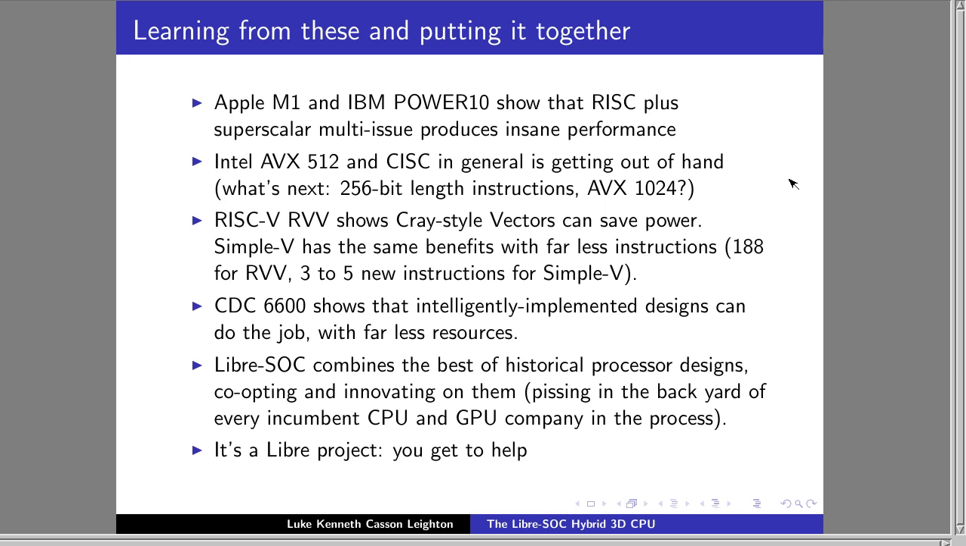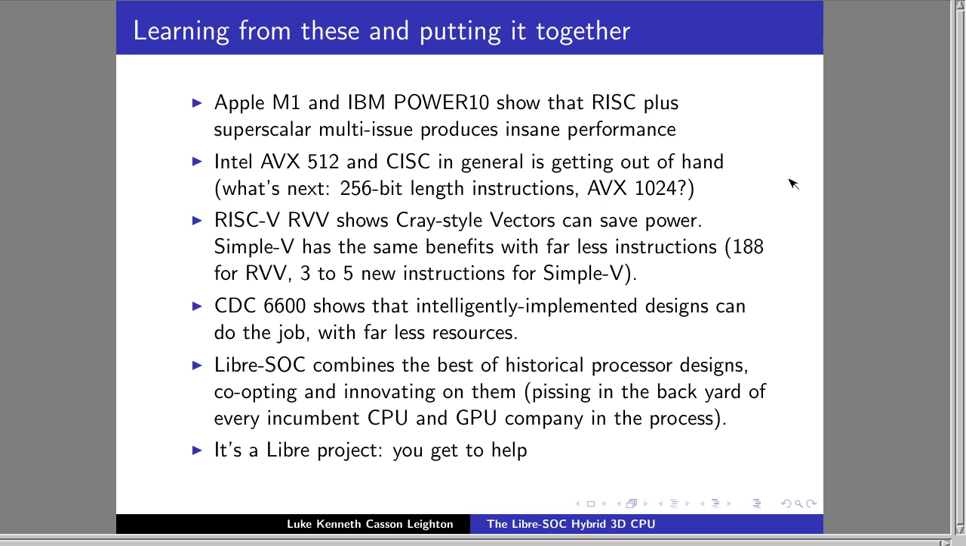The other thing is that SimpleV has the same benefits as RISC-V vectors, but with far fewer instructions actually added. The SIMD considered harmful principles that apply to SIMD also apply to RISC-V vectors and vector instructions in general. And we did something completely different. I'll go into detail in this other talk.